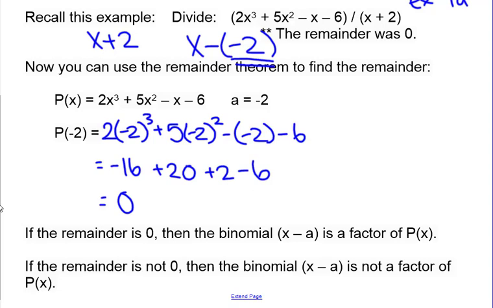So this is telling us it's a remainder of 0. So what that means is if the remainder is 0, then the binomial is a factor. Well, our remainder was 0, so that means x plus 2 is a factor.